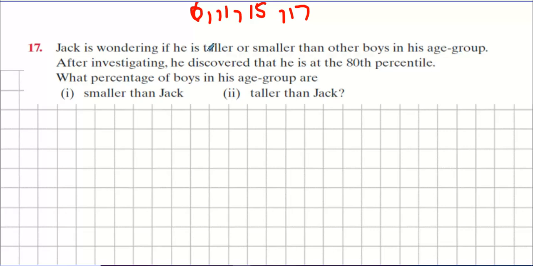Jack is wondering if he's taller or smaller than other boys in his age group. After investigating, he discovered that he is in the 80th percentile. What percentage of boys in his age group are, first of all, smaller than Jack? 80% of people are smaller than Jack. Okay, how many people would be taller than Jack? 20%. Is that okay? That's one of the easiest questions we'll ever do. Okay, let's try this one now.